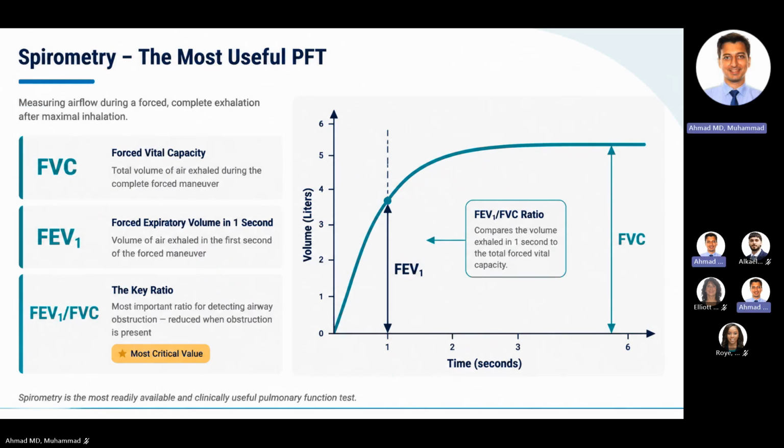Spirometry, which you should all know, is the most useful pulmonary function test, which measures the airflow during a forced complete exhalation after maximal inhalation. The FEV1/FVC ratio is the key ratio which you should know. You look at that ratio. You also measure the forced expiratory volume, which is the volume of air exhaled in the first second after a forced maneuver, and the forced vital capacity, which is the total volume of air exhaled during the complete forced maneuver.